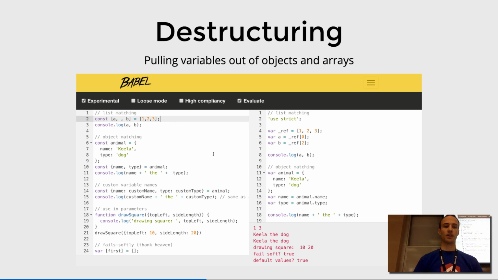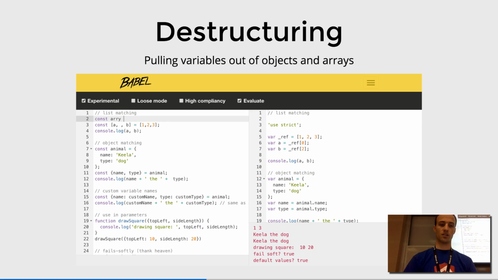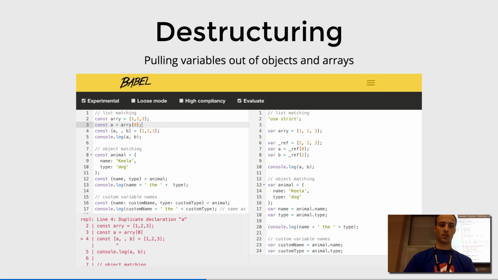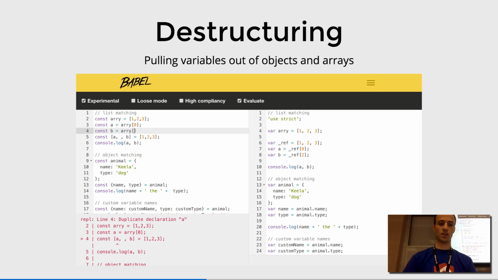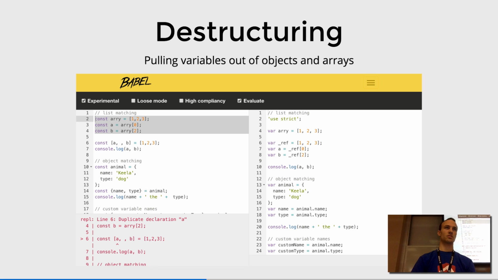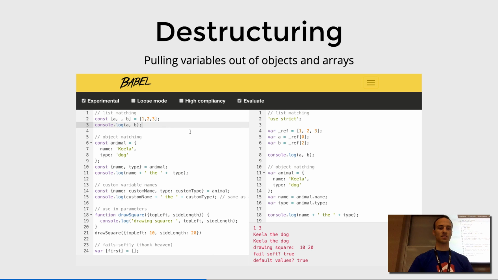So the idea is people got tired of doing this. Const array equals 1, 2, 3, and then const A equals array 0, and const B equals array 2. So basically, these are equivalent. You take 3 lines, you can merge it down into 1. So it is just syntactic sugar. It has no special properties of any kind. So yeah, that's how you destructure an array.